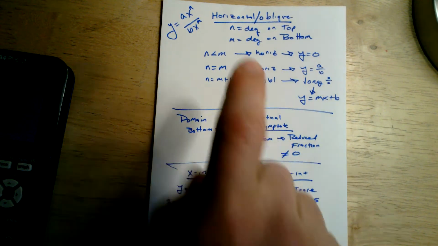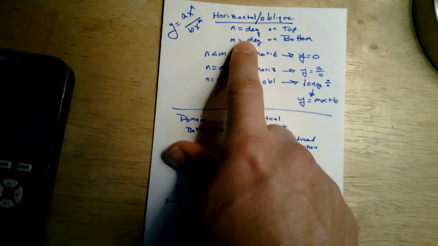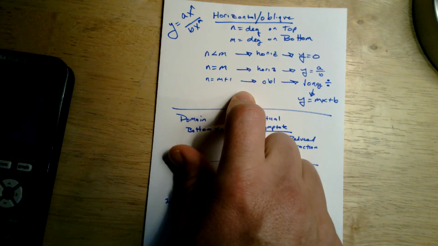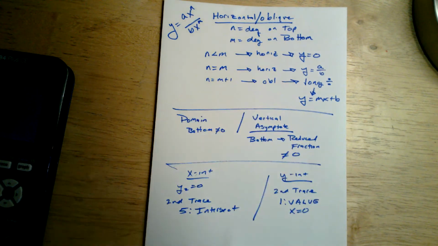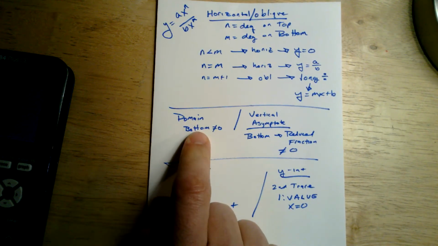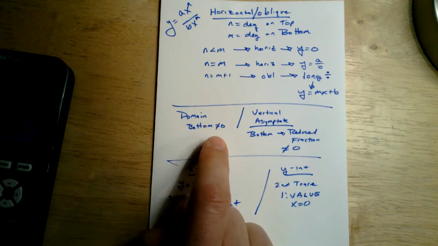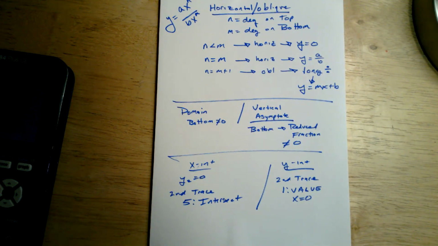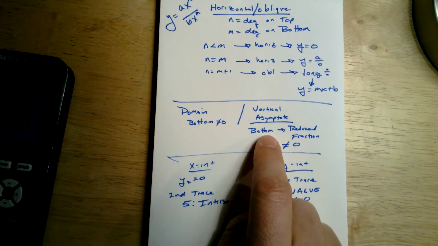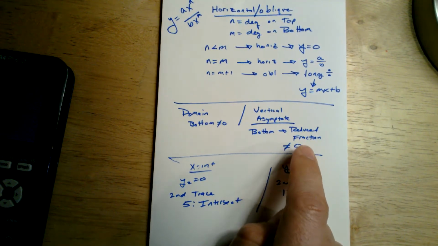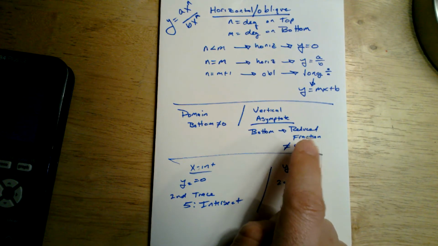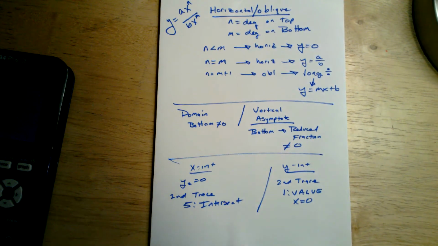Okay, so if I'm looking for horizontal or oblique asymptotes, I'm using this idea here, my N and M's. If I'm looking for my domain, number one thing I know my bottom can't be 0, so I might have to factor and solve. I usually do my vertical asymptotes next. Remember, that's found in the bottom of your reduced fraction. So if you reduce it, that's a hole. And we'll see that in the next example.